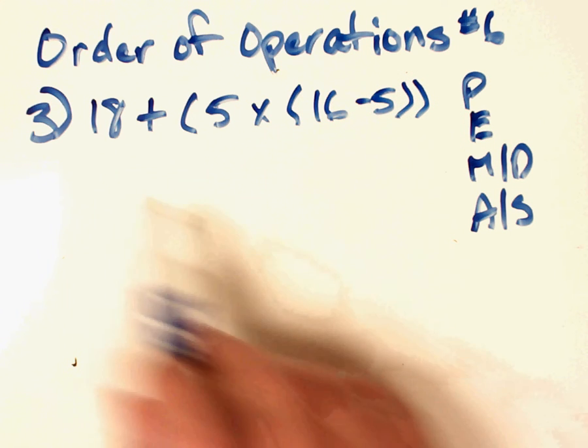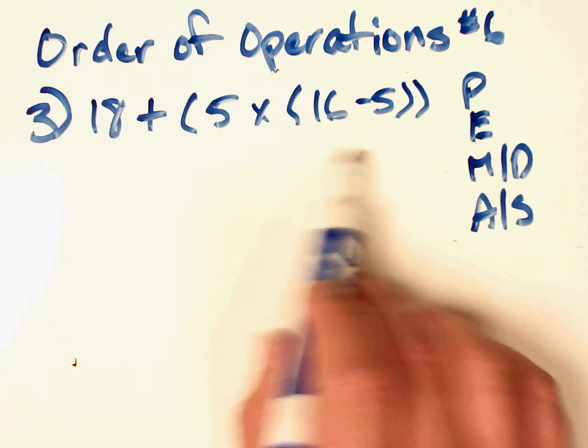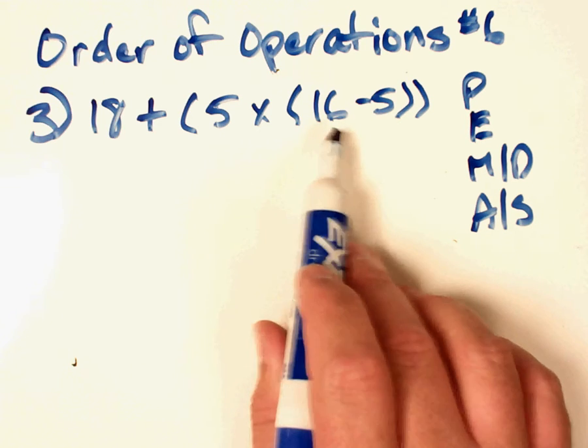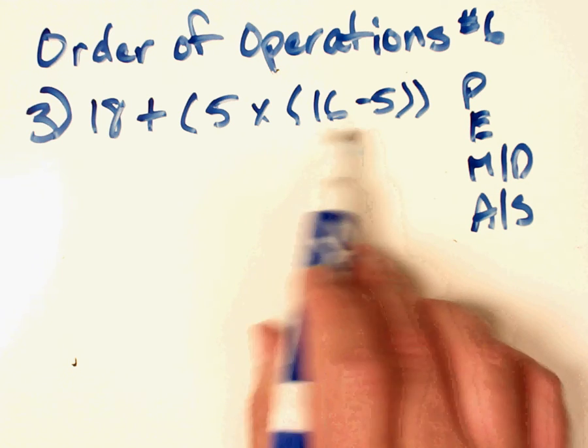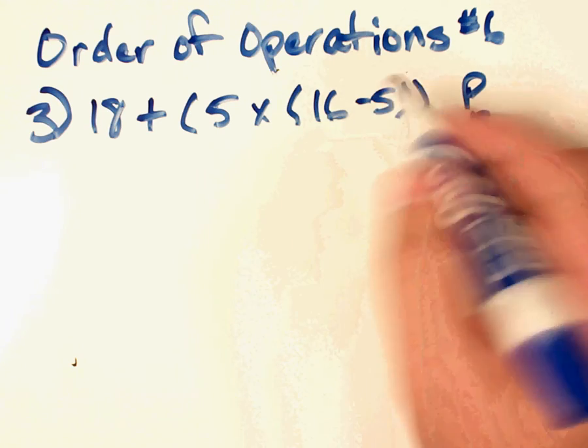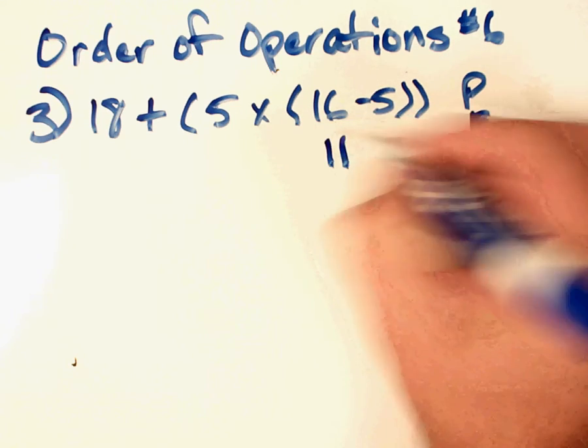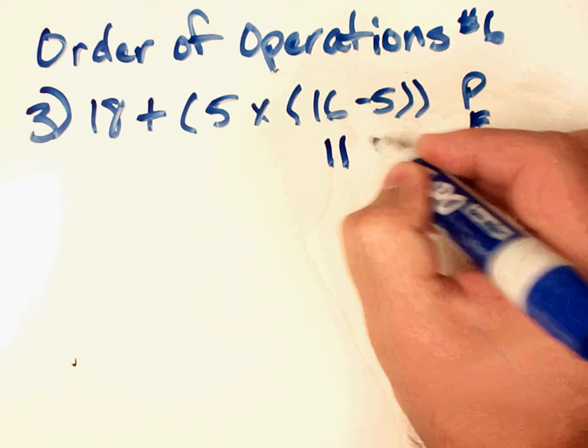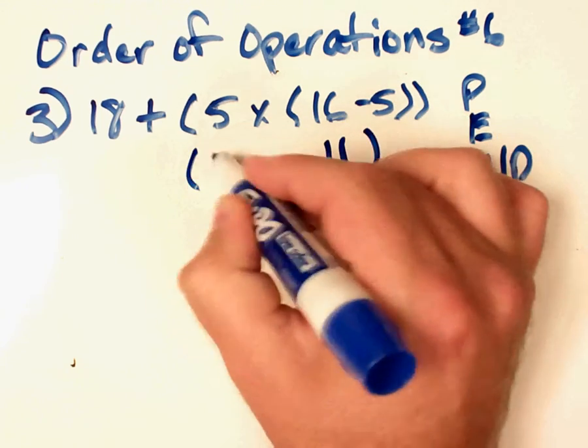So once again, as I look at my parentheses, I want to find the operation that's in the innermost. So this one is tucked away in here. All right, so I do this operation first. So 16 minus 5 gives me 11. Parentheses go away for that operation. Rewrite the rest of my problem.